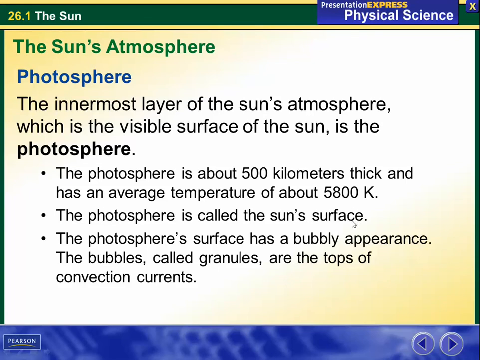Again, this is what we know to be the sun's surface, and it has a bubbly appearance. The reason it has those bubbles is from what are called granules, which are the tops of the convection currents, which come from the convection zone. So again, hot gas rising, cool gas sinking, and that will make itself apparent through the convection zone onto the photosphere, the sun's surface. That's probably the biggest thing you need to know for that.